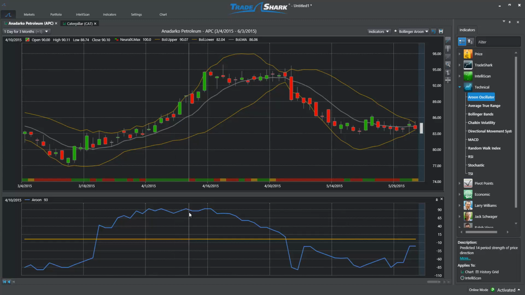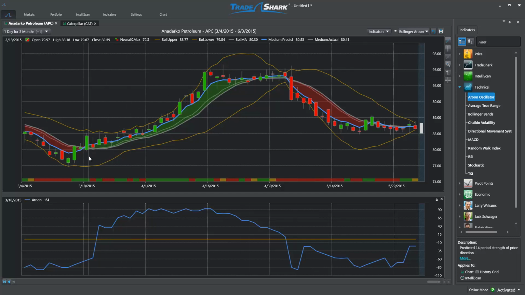The Aroon Oscillator is an ideal tool to use in combination with the TradeShark technology, as it can provide strong confirmation of a recent trend prediction. Additionally, the Aroon Oscillator will help traders choose between multiple trading opportunities, allowing them to focus on the strongest trade.